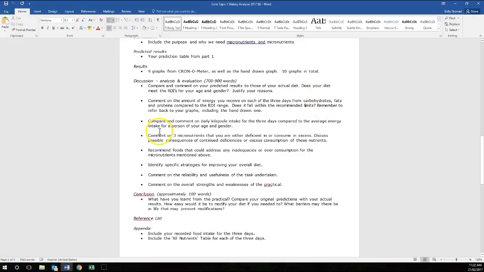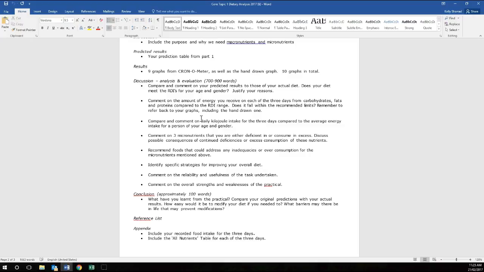So your average energy intake for a person of your age and gender is your estimated energy requirement, which is not calculated in food choices. I will be creating a document on how to calculate that, and I will put that in the weekly work and where you can find it, and then compare that to how much energy you should be consuming based on your activity, and then compare that to how much you're actually eating over those 3 days.